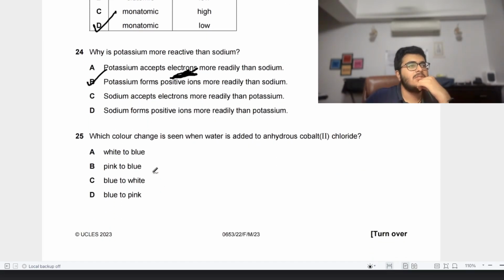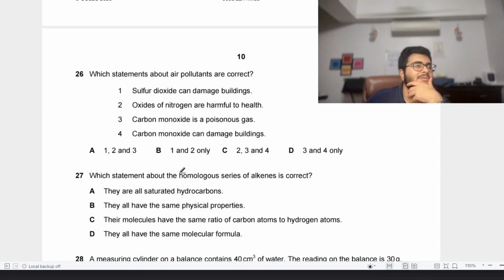Question number 25, which color? Anhydrous cobalt chloride with water. You need to learn this. There is no escape from it. So the correct answer is D part here. If you know it very well, good. If not, then just revise.